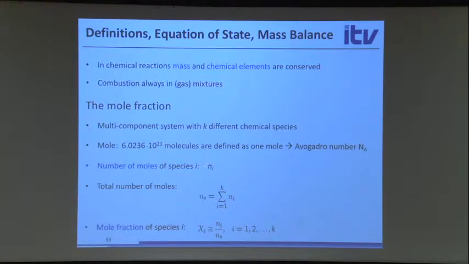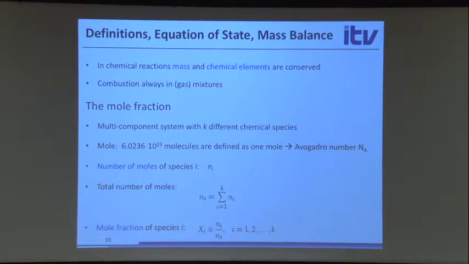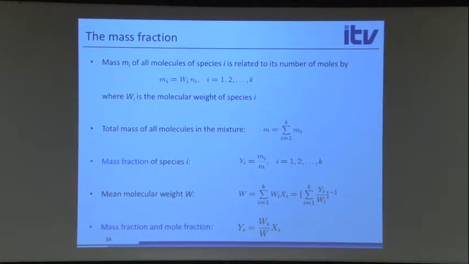We can define a mole number of a species i, and if we add up all the mole numbers of all species, we get the total number of moles. We define the mole fraction as the number of moles of species i divided by the total mole number. Okay, so that's molecules of species i divided by total molecules in this room, and so that's one important quantity.